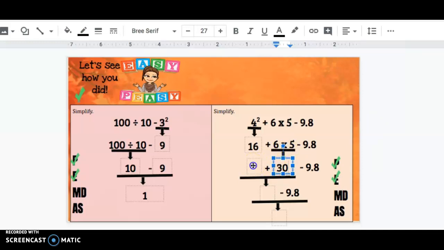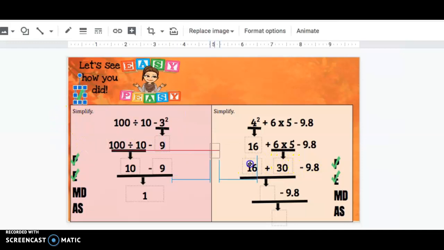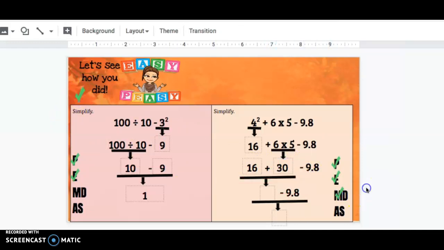But I cannot forget about that 16, so I have to add 16 into this box to make sure that it's there so I can continue with my problem. So this is my new problem, 16 plus 30 minus 9.8. My multiplication and division is gone because I do not have any more, so I put my check over it.